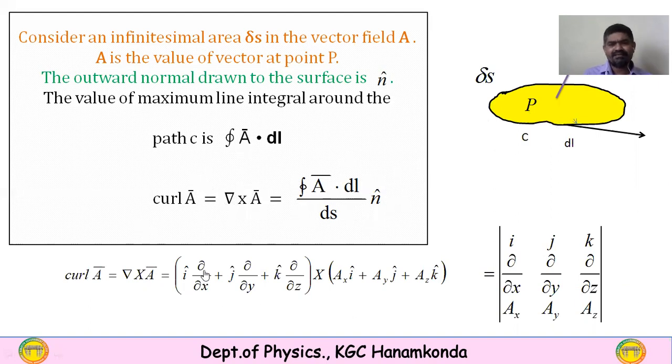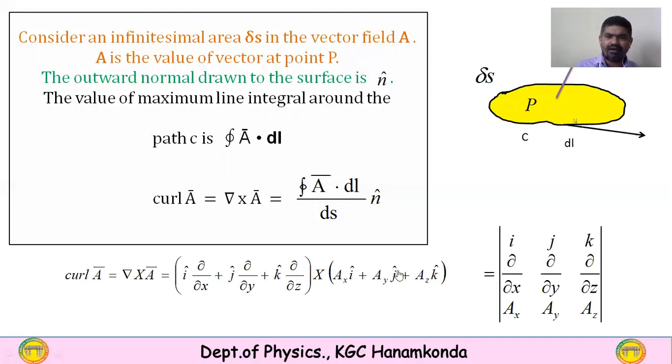Del you know well, that is i dou by dou x plus j dou by dou y plus k dou by dou z, cross the vector function or vector field. Here I have taken the vector field as A bar, therefore A bar is specified as Ax i plus Ay j plus Az k. Here Ax is the component along the x-axis, Ay is the component along the y-axis, Az is the component along the z-axis. This is the cross product between the del operator and the vector field.